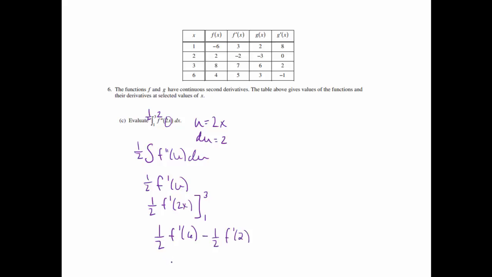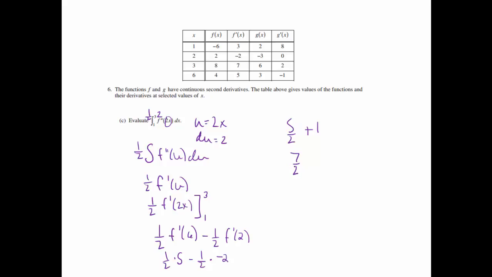And now it's just looking things up on the chart again. So it's going to be 1/2 times f prime of 6, which is equal to 5, and then minus 1/2 times f prime of 2, which is equal to negative 2. So just working that out, I'm going to get 5/2 plus 1. And if I simplified that even farther, I would get 7/2. But again, leaving it as 5/2 plus 1, that would be okay too.